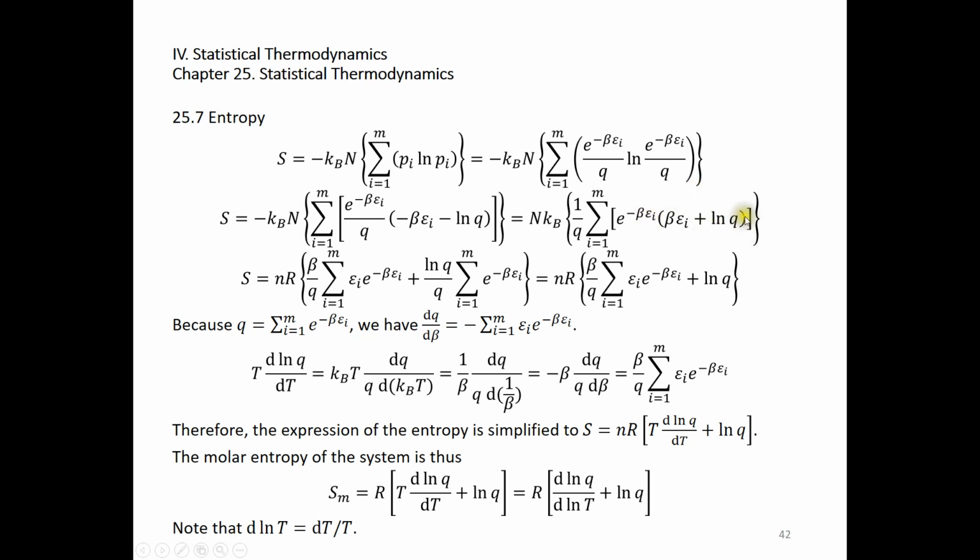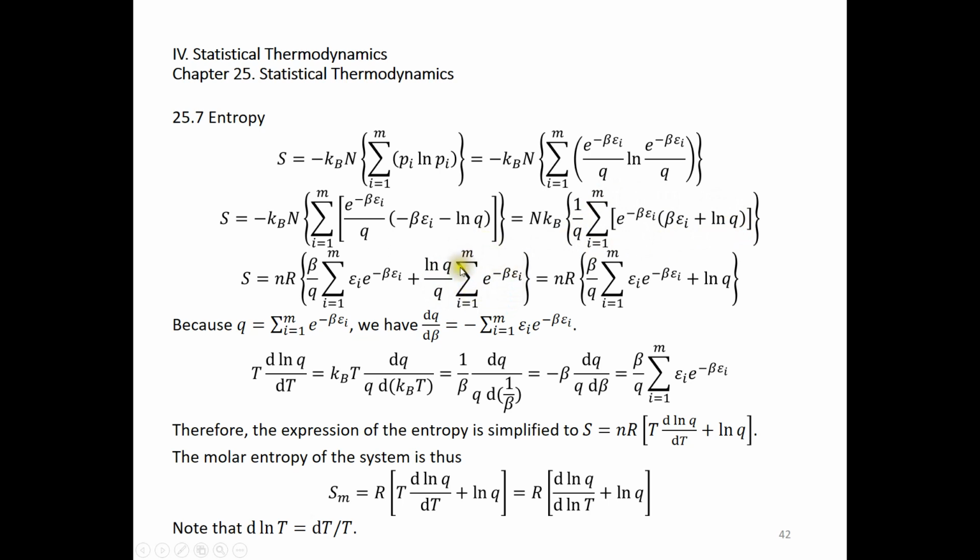Now we separate these two sums, and n times kB is just nR. So we replace n times kB with nR. And now let's look at the first term. The first term is beta over q, and then the sum of epsilon i times e to the power of negative beta epsilon i. The second term, ln q, is independent of the dummy index i. So I take ln q out, ln q over q, and then we have the sum of this.